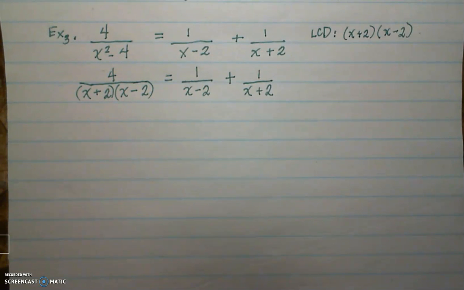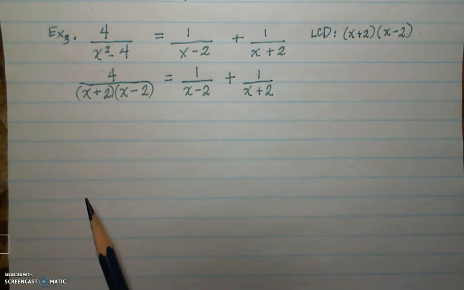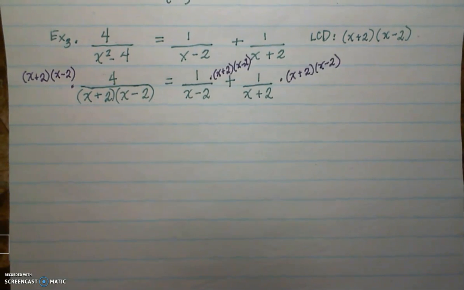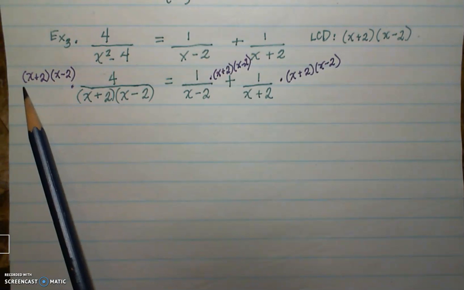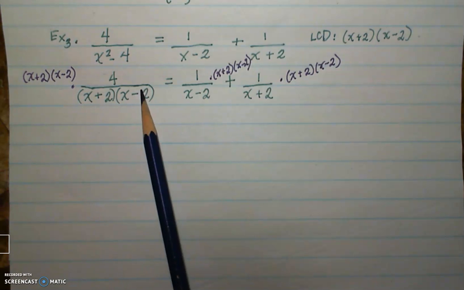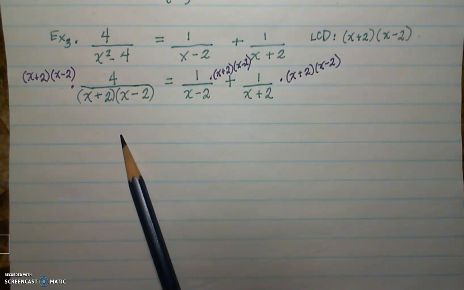All right. After identifying your LCD, you're going to go to the next step, which is to multiply each term by that LCD. And then now we are going to simplify. So let's take a look at this. This looks exactly like the denominator. In other words, this will cancel out and turn to a 1. Therefore, for this one, you will just be left with a 4.